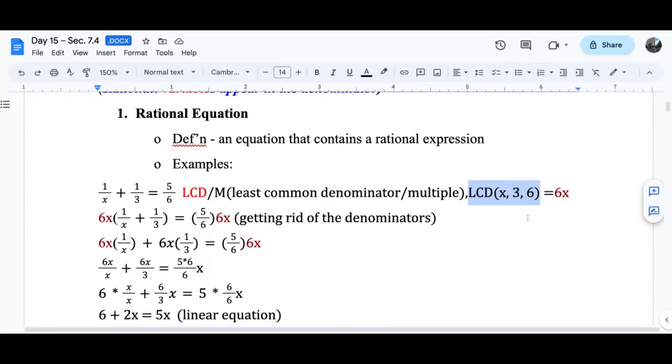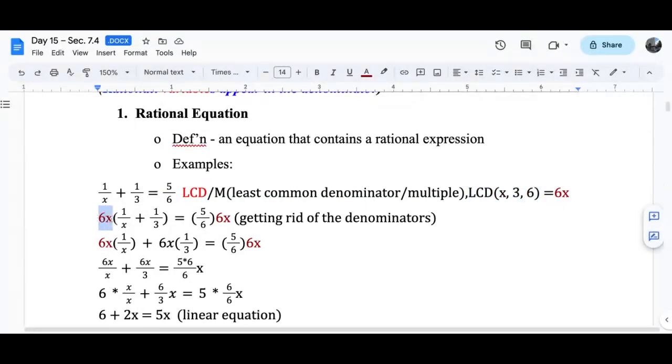Once we find the least common denominator, well, you don't have to use the least common denominator. You could just multiply those 3, say 18x, x times 3 times 6. You could multiply both sides by 18x, but the least common denominator will minimize the calculation.